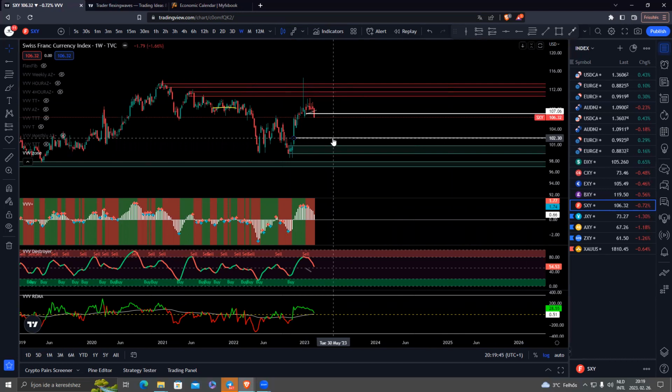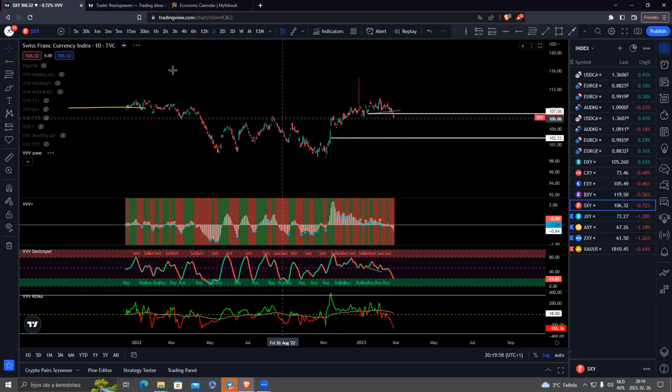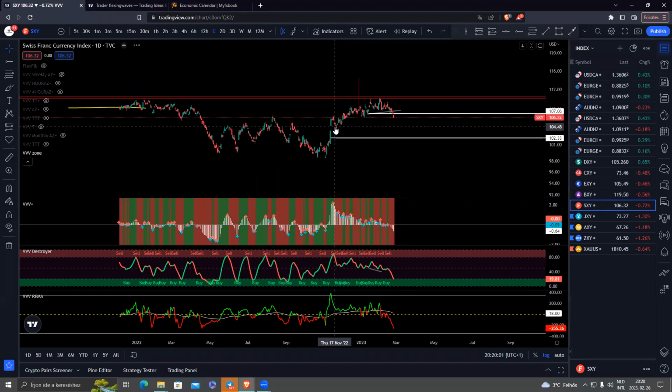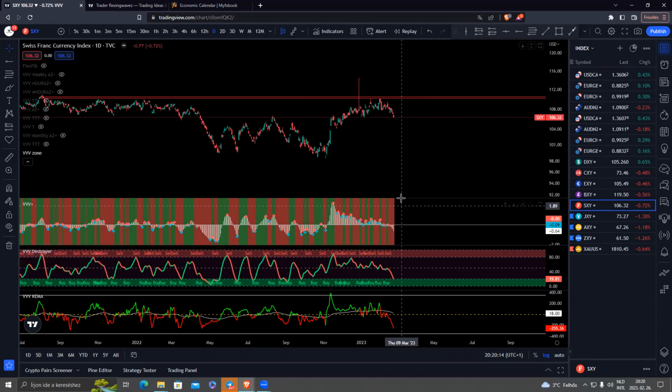The target zone is here actually. That was a big rejection, and now we are going down. So there will be a possible pullback, because there is a lot of space to make correction actually. But right now there is a bearish movement.